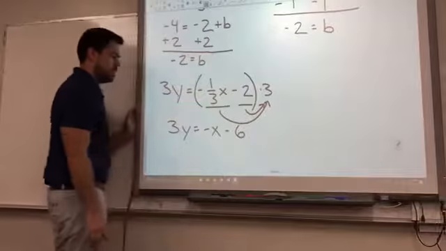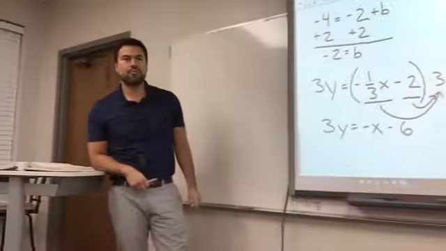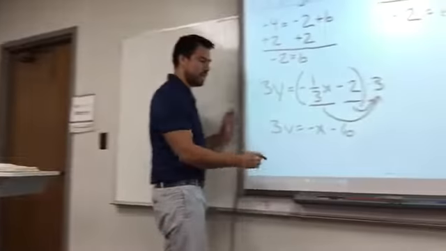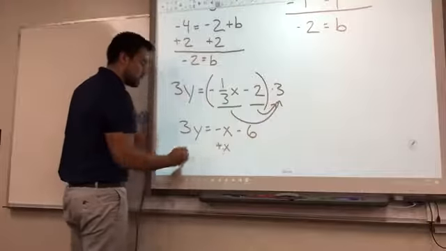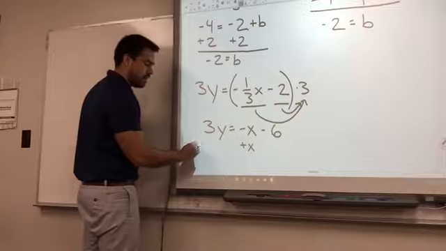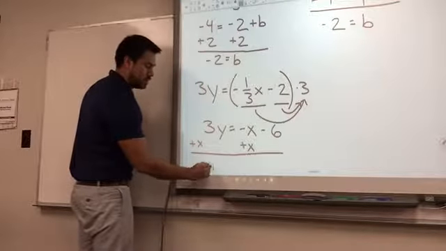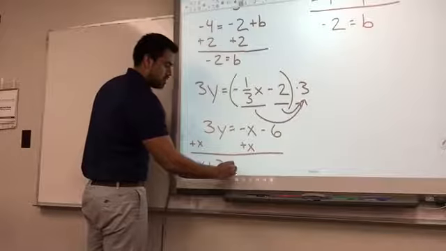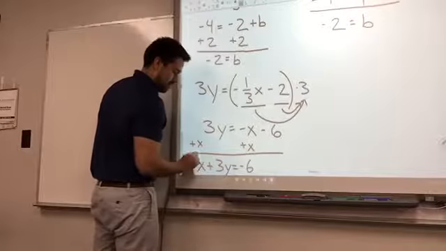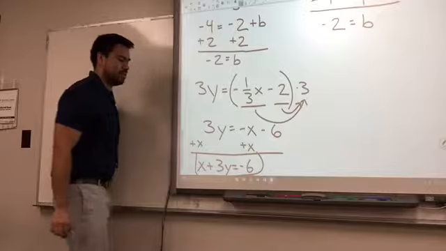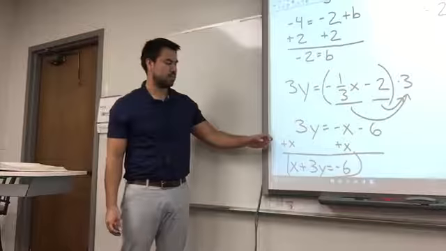-6. All right, is that standard form? No. So what do you do to both sides? Add x to both sides because you want to get the x and the y on one side. And what are you left with? x plus 3y equals -6. There you go. That's your standard form.